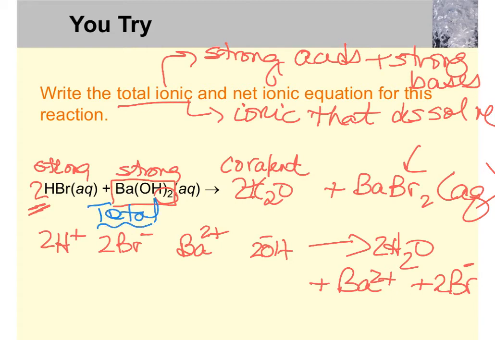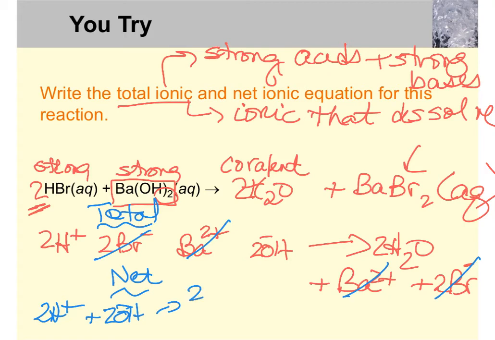All right, so now to get to the net ionic equation, I want to cross out all spectator ions. Those are the ions that show up on the reactant and the product side unchanged. So let's see. I see that bromide is on both sides and barium is on both sides. That means that bromide and barium did not participate in any chemical change. So what I have left over is hydrogen ion reacts with hydroxide to give water.